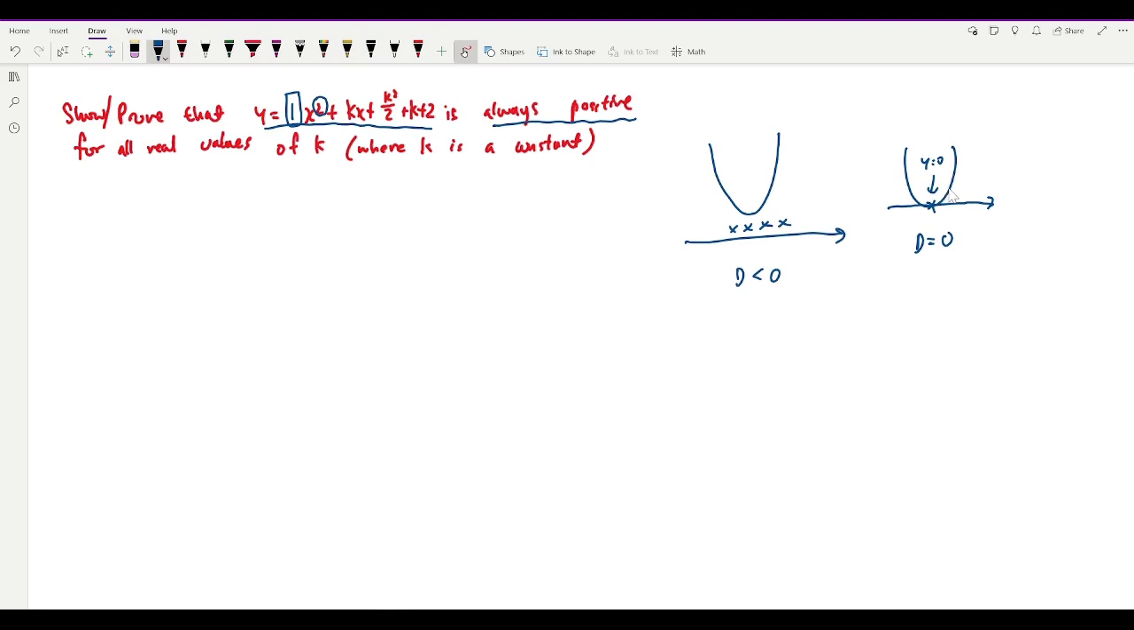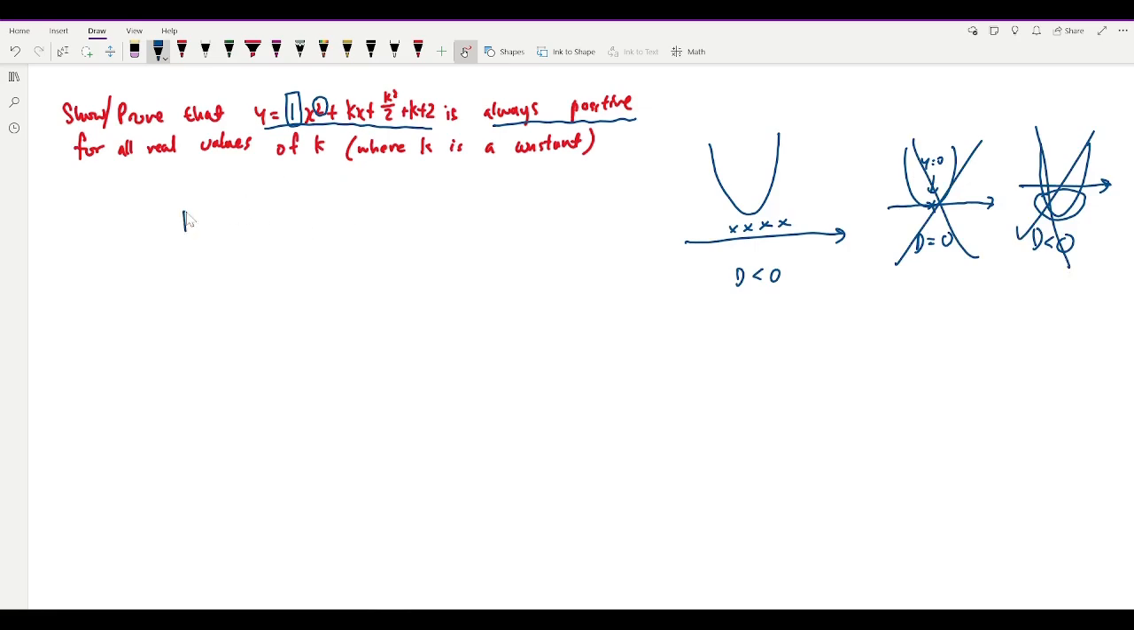And 0 is not positive, right? It's not negative either, right? But this question wants it to be always positive. So you can't have y equals 0. The other case would be if your discriminant is negative, then there's clearly a portion of your original graph that's below 0. Okay? We can't have either of these two cases. So your discriminant has to be negative.